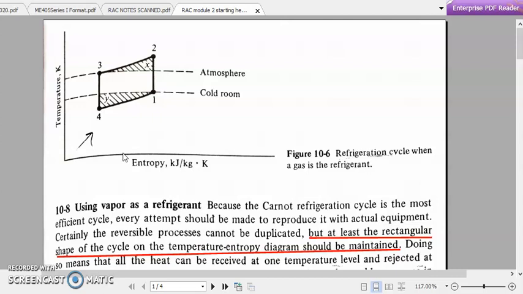So now let us move on to our second module, where we will be discussing another type of refrigeration process called the vapor compression refrigeration system. So let us slowly move on to our module 2 from where we stopped at module 1.